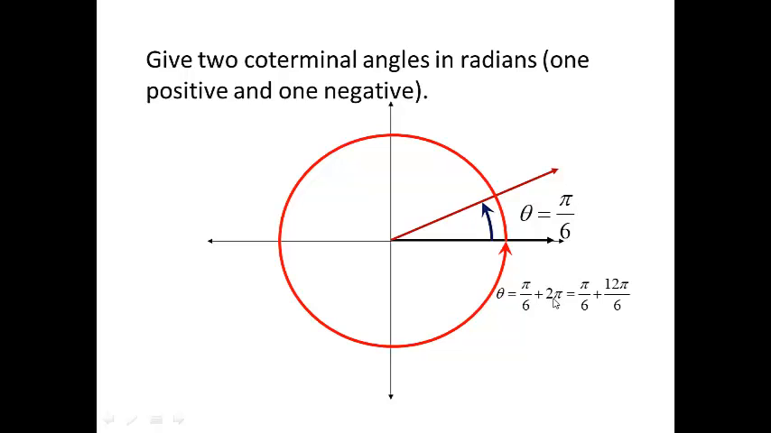In order to add 2 pi to pi over 6, we have to have a common denominator. So that would be 12 pi over 6, which is 2 pi. Now we're going to add pi over 6 plus my 2 pi, which is 12 pi over 6. We're going to get the coterminal angle of 13 pi over 6 is equivalent to pi over 6 because we've gone around the circle one full circle, or 2 pi.